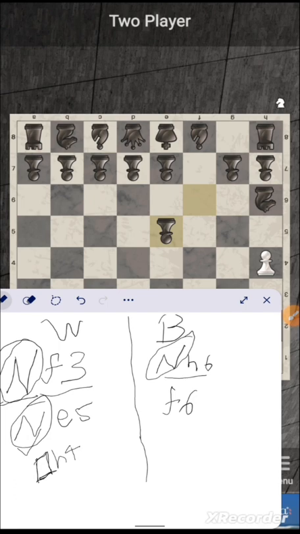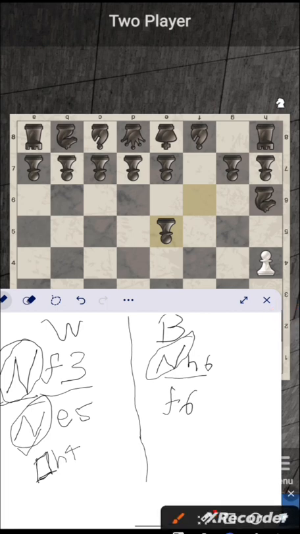Now after this, let us say that black has captured the white knight. So this capturing we have to represent. After the capturing, the piece which has done the capturing is on e5. After taking the knight, the pawn is at e5.